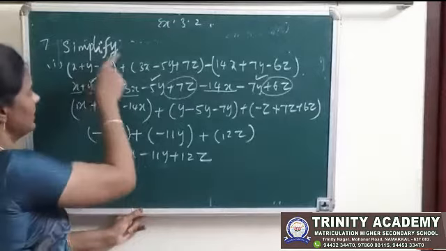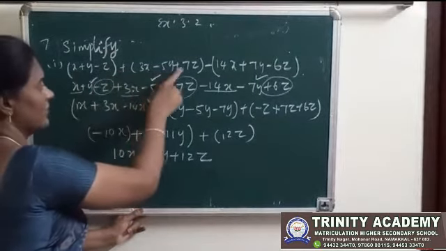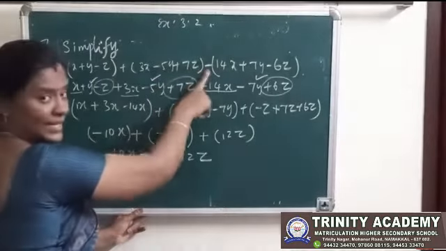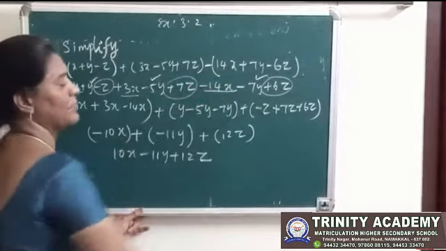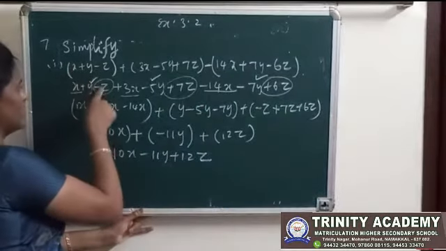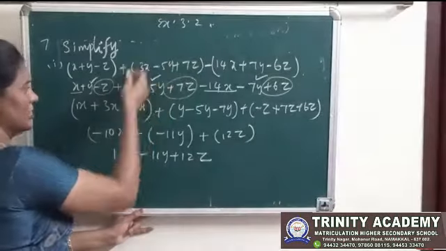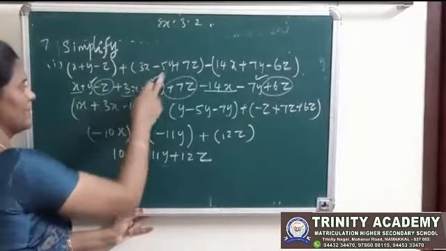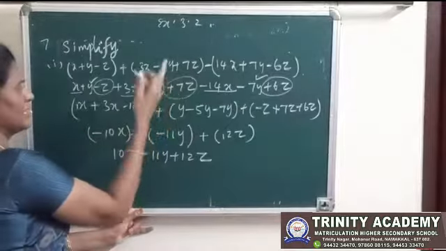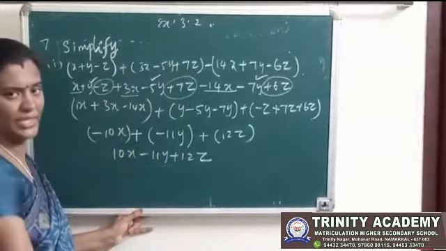Now we simplify. x plus y minus z plus 3x minus 5y plus 7z minus 14x plus 7y minus 6z. Listen girls, this x plus y minus z you write as it is. Here also you have a plus sign, so these terms also you write as it is. That is 3x minus 5y plus 7z. Because we multiply this plus inside the bracket, there is no change.